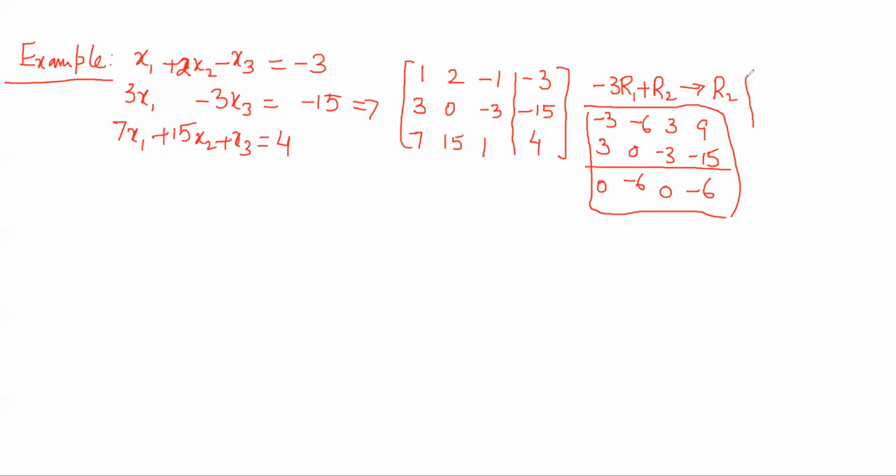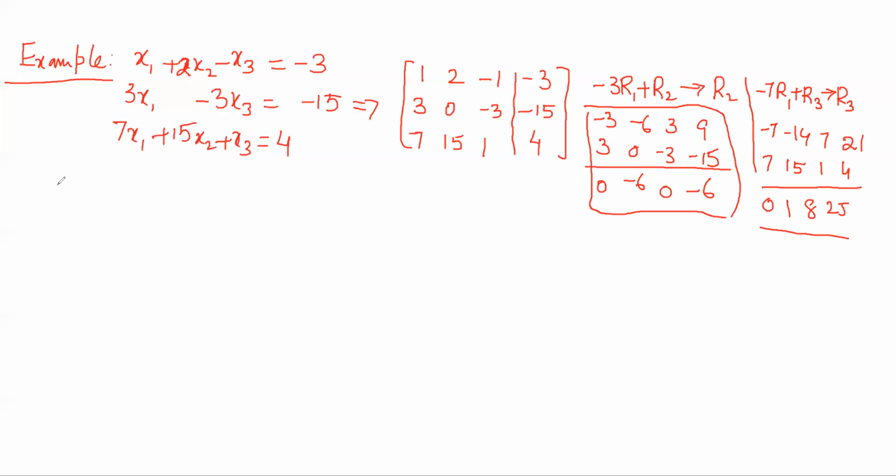So what will be the row operation that will be applied? Minus 7 times row 1 plus row 3. That will be the new row 3. Okay. So minus 7 row 1 will be minus 7, minus 14, and then 7, and then 21, and then it is plus row 3. So it is 7, 15, then it is 1, and then it is 4. So it is 0, and then it is 1, and then it is 8, and then it is 25. Okay, 0, 1, 8, 25. So this is the new row.